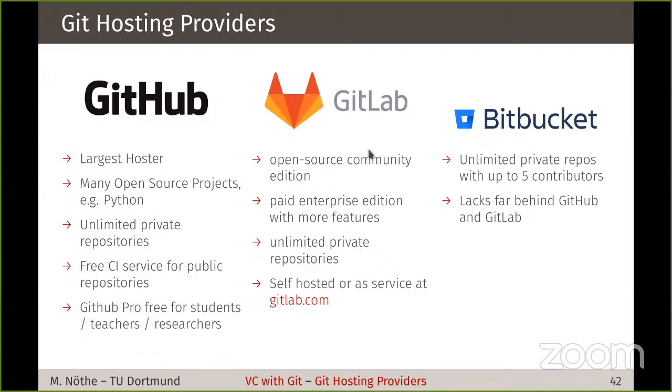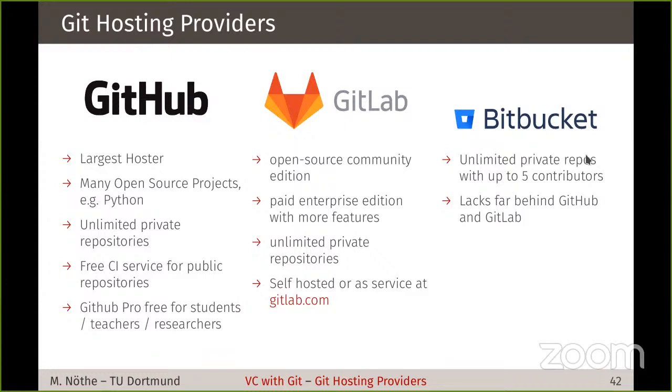GitLab comes in two forms. First, it is an open source community edition, which you can install on your own servers, and then you can self-run your own GitLab instance locally on your computers. And second, this product is also deployed on GitLab's own servers at gitlab.com, which is then very similar to GitHub. So you have a Git hosting provider run by the GitLab guys, and you can just use it. You also get unlimited private repositories, and you have more features with an enterprise edition. This goes both for self-hosting on-premise and having more features, like more CI minutes and so on, in the hosted version at gitlab.com.